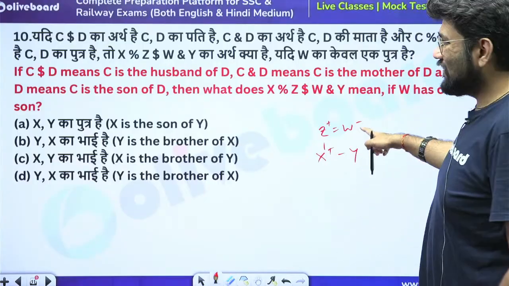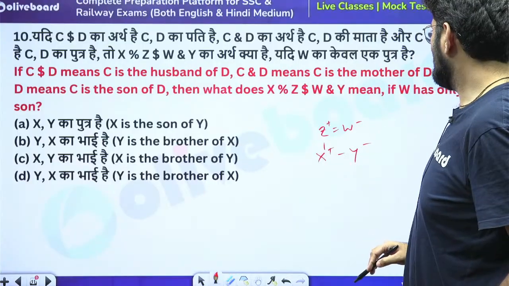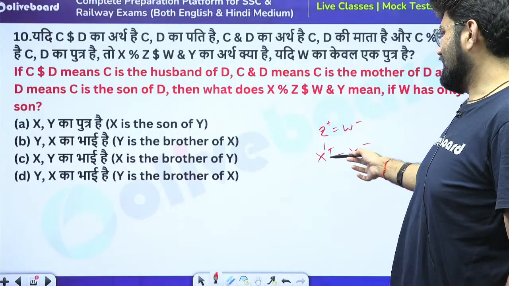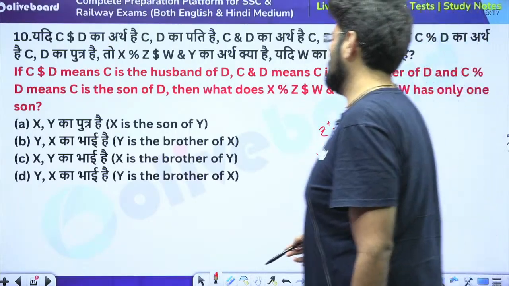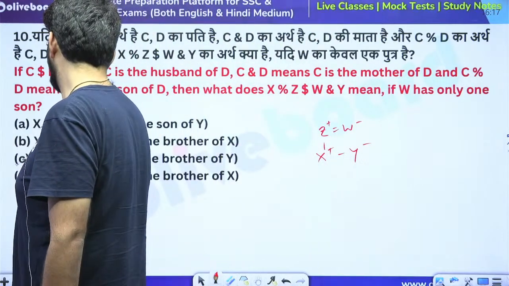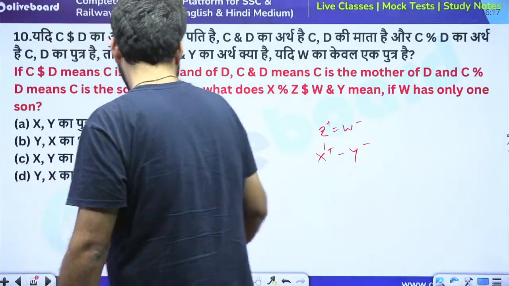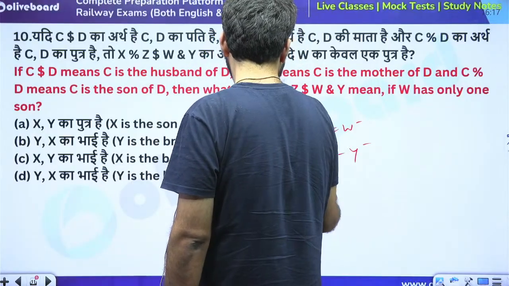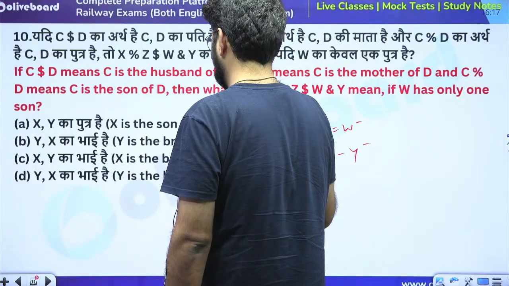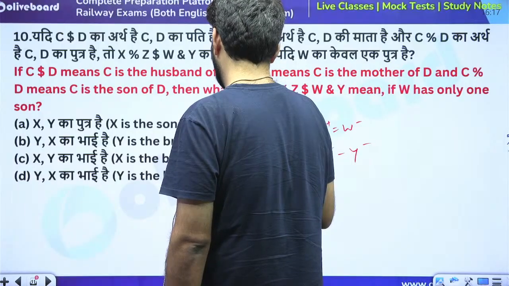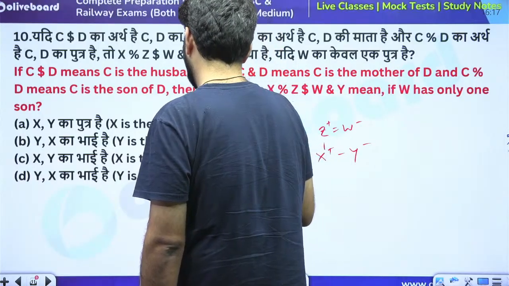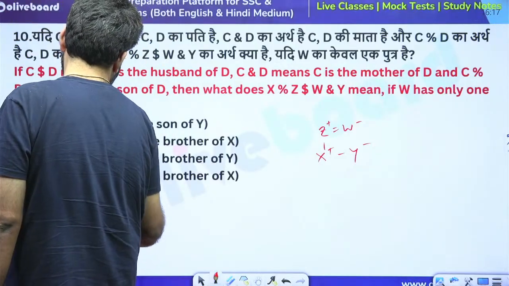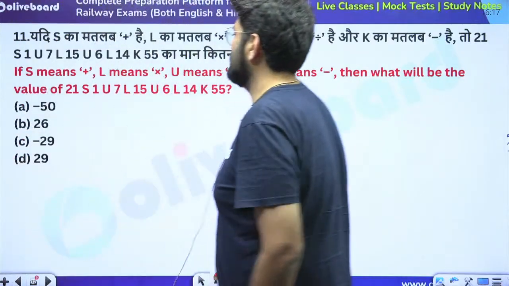If W has only one son, so she's a daughter. So what does this mean? X is the son of Y? No. Y is the brother of X? No. X is the brother of Y? Yes. Y is the brother of X? No. I think Y is the sister of X is what they wanted to say. Option C as of now will be the right answer. Next.